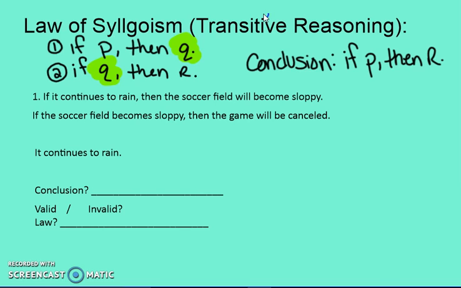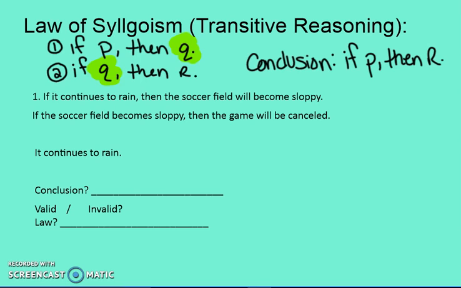But they have to be exactly the same. It cannot be Q and negative Q. It cannot be Q and close to Q. They need to be the same. So, if we look at our first example, if it continues to rain, then the soccer field will become sloppy. If the soccer field becomes sloppy, the game will be canceled.